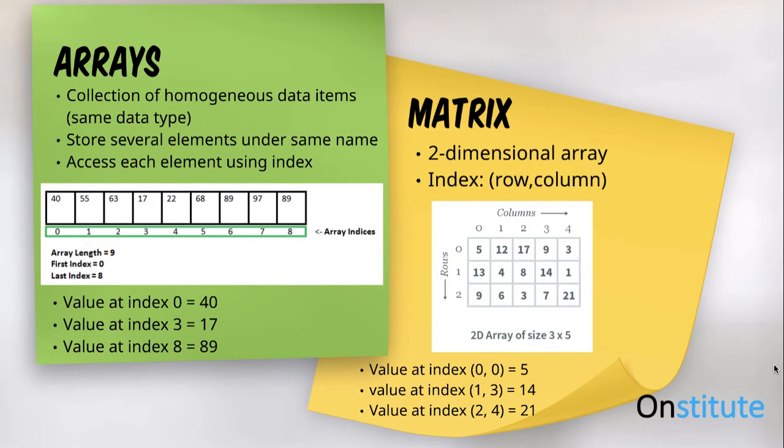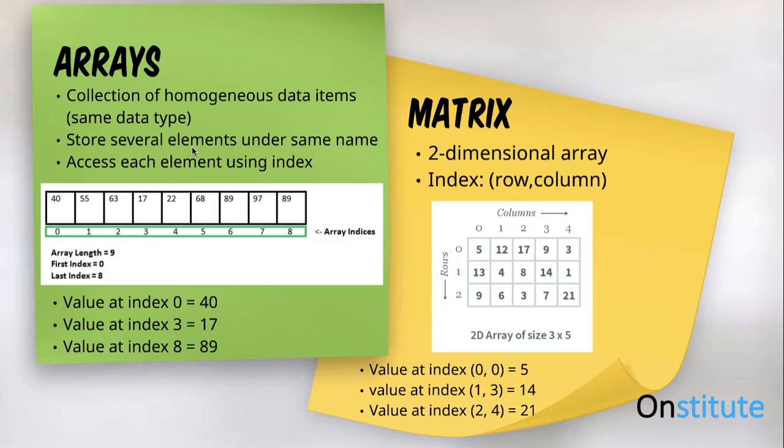Arrays are basically a collection of homogeneous data elements. Homogeneous means all the data elements are of the same data type. That means if the array is of type integer, all the elements inside the array should be of data type integer. If it is a character array, then all the elements inside the array should be of type character. If it is a floating point number array, all the elements should be floating point numbers.